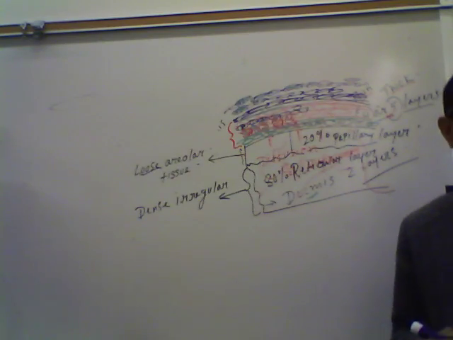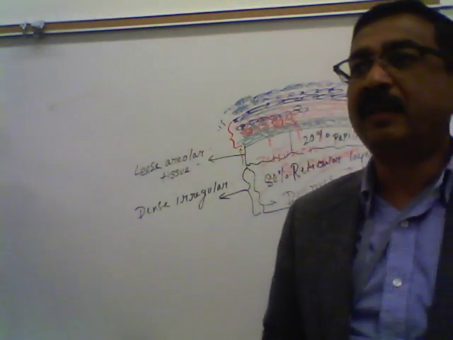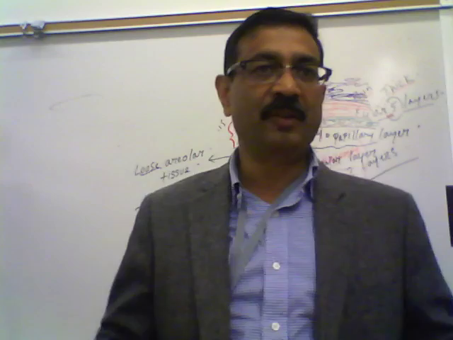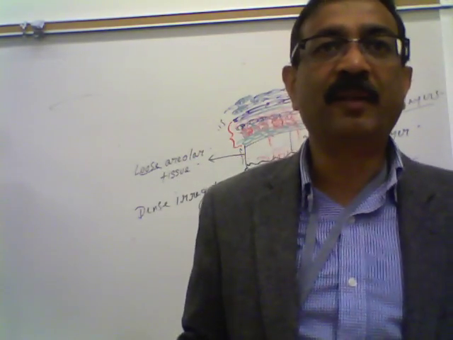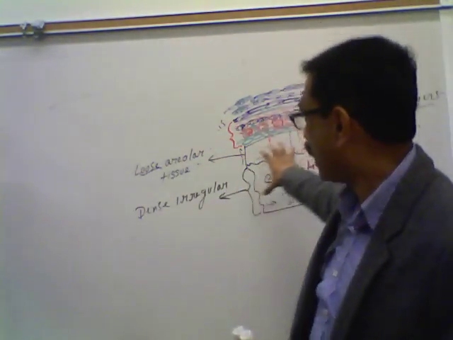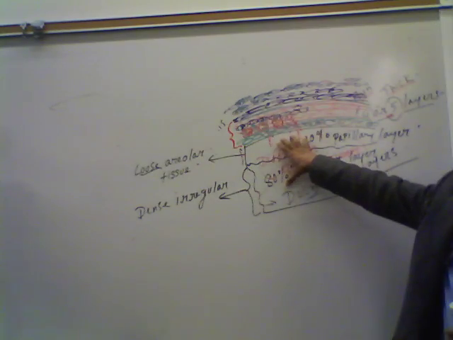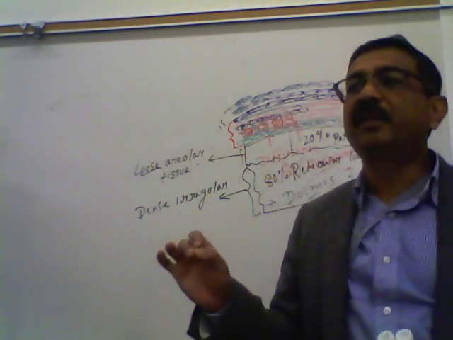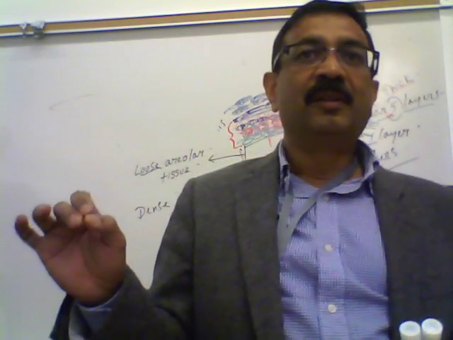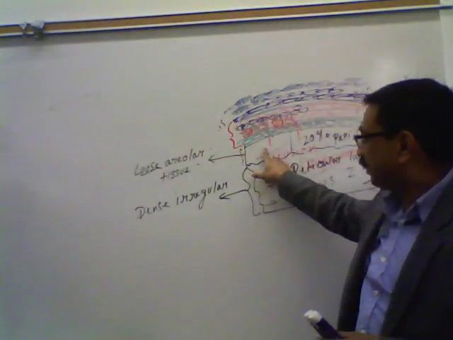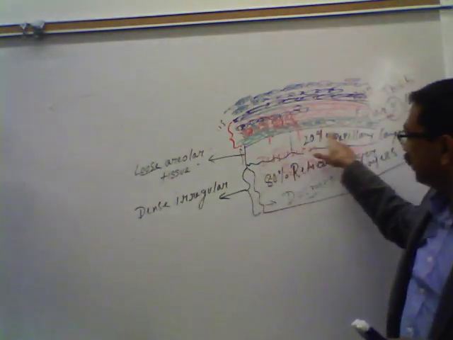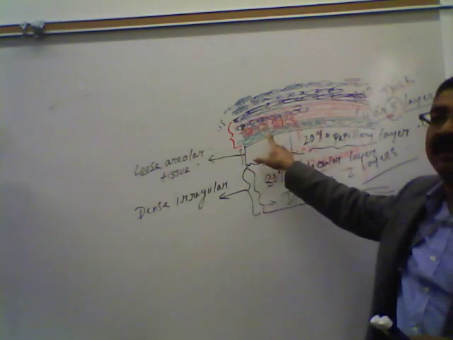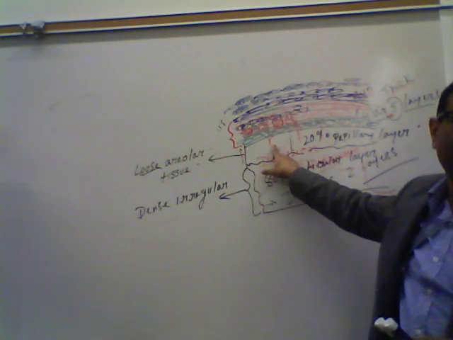Dermatitis is the inflammation of the dermis. Itis is the inflammation, you know, right? So dermatitis is what? Inflammation of the dermis of the skin. Now, when inflammation of the dermis occurs, the outer layer, that means the papillary layer, is affected most of the time.